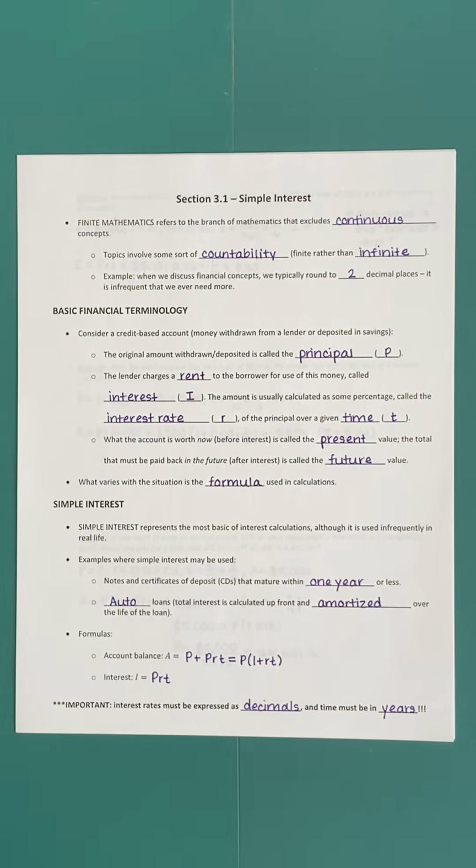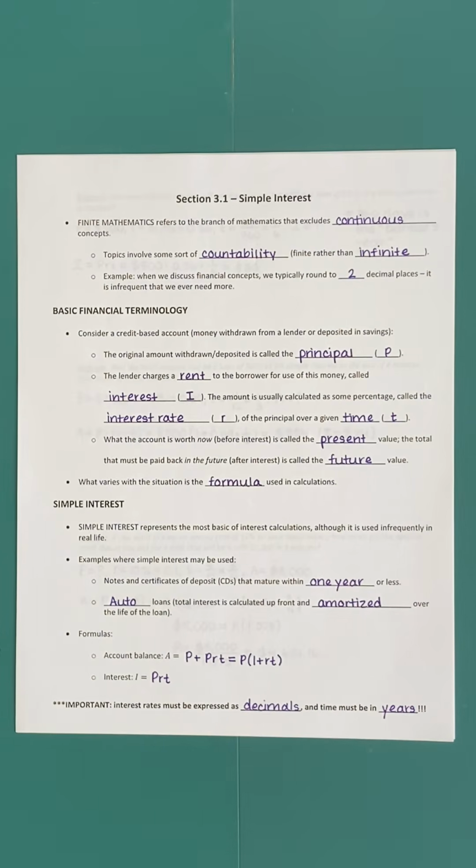So in general, the topics we're going to look at involve some sort of countability. In other words, we're looking at numbers or situations that are finite rather than infinite. So for example, we're going to focus on financial math. Typically, when we talk about financial concepts, we'll round to 2 decimal places. It's infrequent that we need more. So the idea that we have repeating, non-terminating decimals, things like that, typically we don't need to worry too much about that just because we're focusing on things that are finite rather than things that are infinite.